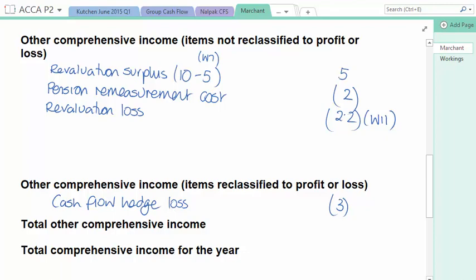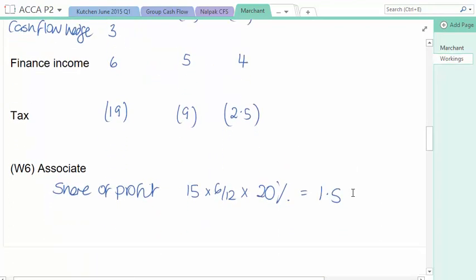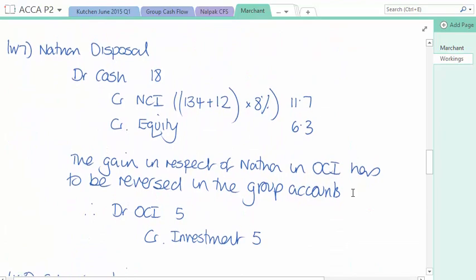Ignore the taxation effects of the above. That's jolly good. It's very kind of the examiner. Let's not turn it into a tax question. Requirements: prepare a statement of profit or loss and OCI, and show how the sale of the 8% interest in Nathan is dealt with. Well, we've dealt with that in working number 7.